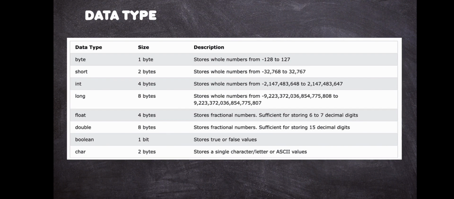The next one is the boolean. It takes 1 bit only and stores only either true or false, which can be represented using 1 and 0. The last one is the char that takes size up to 2 bytes. It stores a single character with ASCII values.